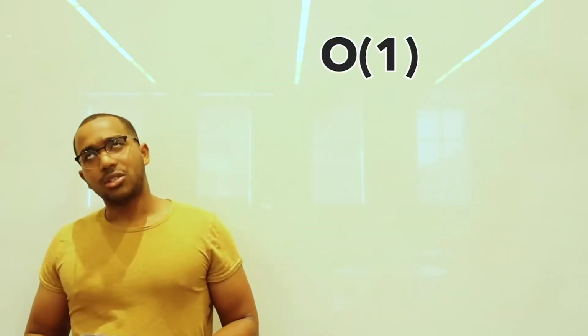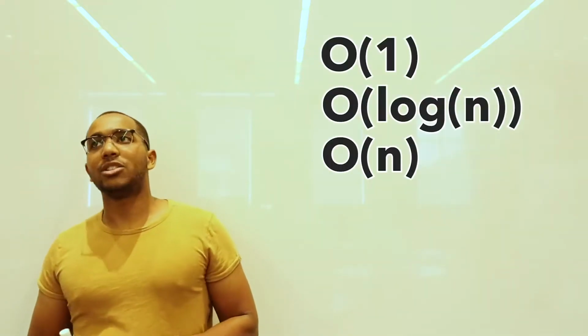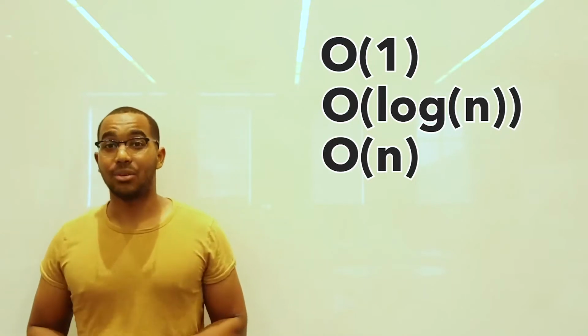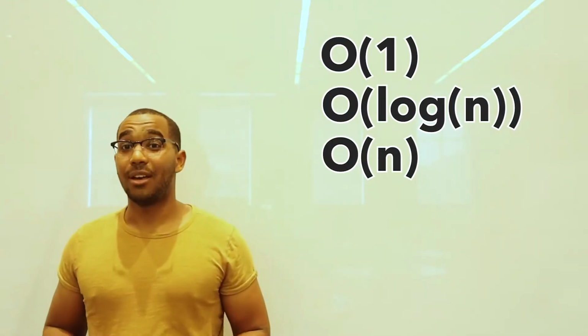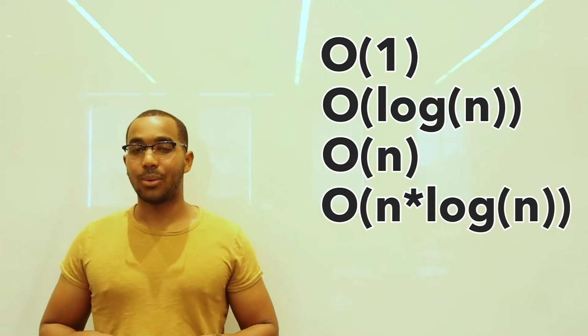We've covered constant time, we've covered logarithmic time, we've covered linear time. Next, we need to look at another bound we see sometimes, and that is the bound of n log n. And that's what we're going to look at next.